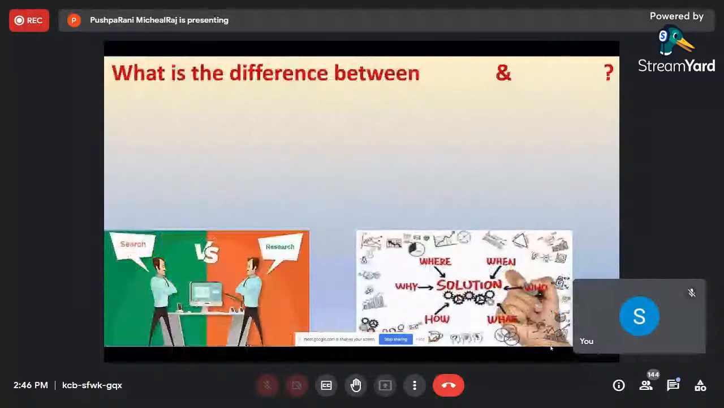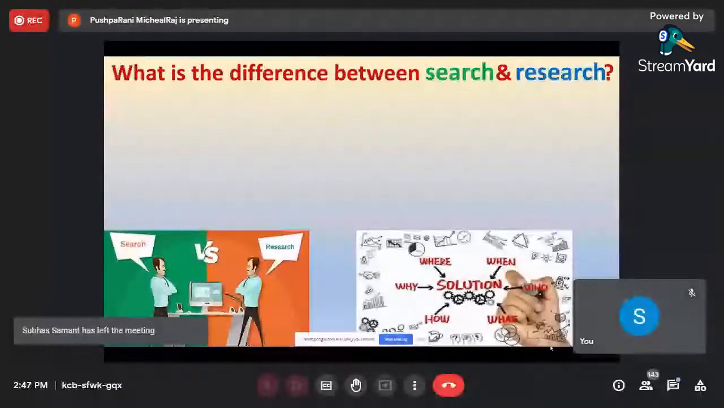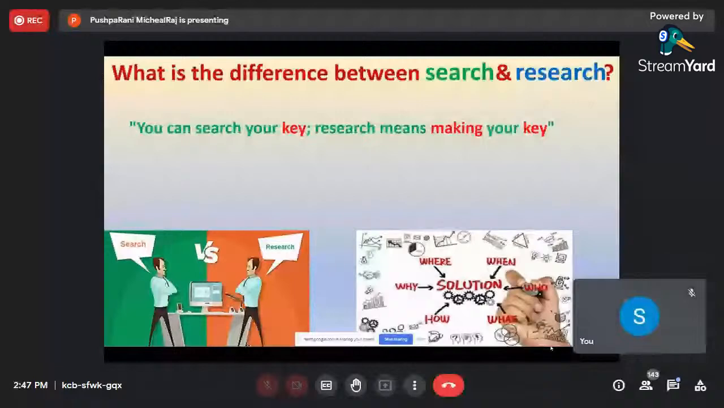So let's see what is the difference between search and research. As I told earlier, this is a thin line difference. To simplify, for example, you lost your key, a door key or cycle key or motorbike key. You are searching for it, which is called search. Making a key is what is called research.